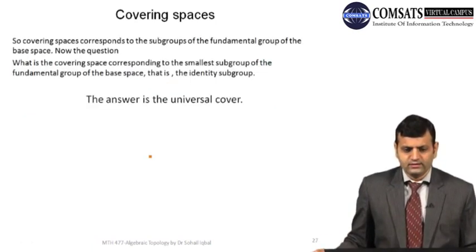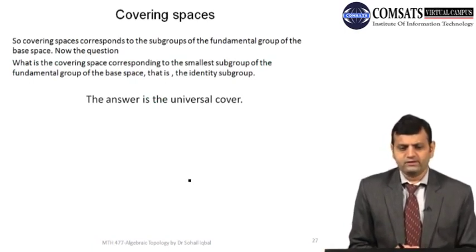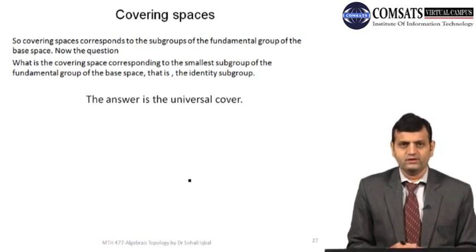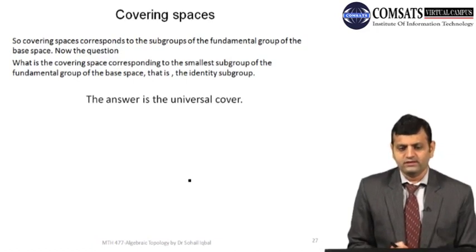Okay, so the covering spaces correspond to the subgroups of the fundamental group of the base space. Now the question is, what is the covering space corresponding to the smallest subgroup of the fundamental group of the base space? Covering spaces correspond to the subgroups of the fundamental group of the base space. But the fundamental group of the base space has a very special subgroup, which is the identity subgroup. So what is the covering space corresponding to that identity subgroup? The answer is the universal cover.